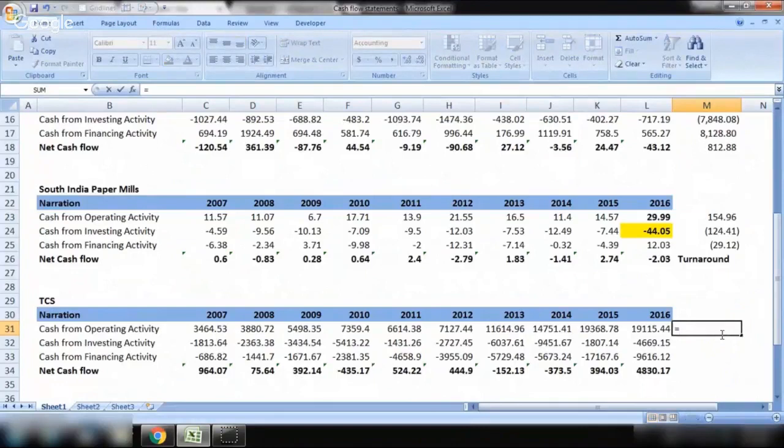And let's see how much money they've generated over the years, right? Look at that, 98,795 crores.